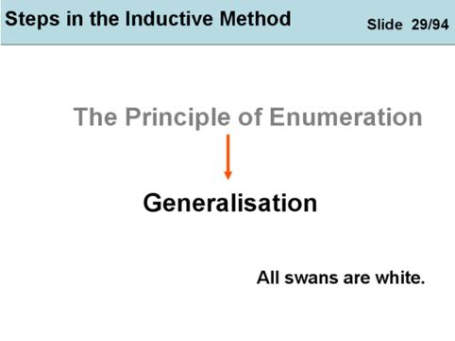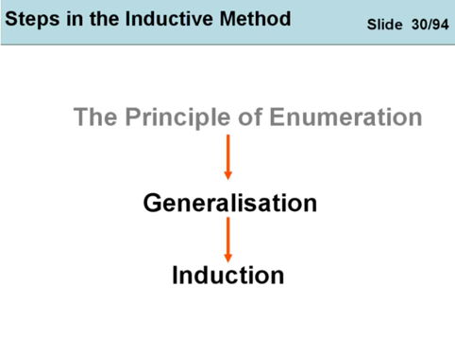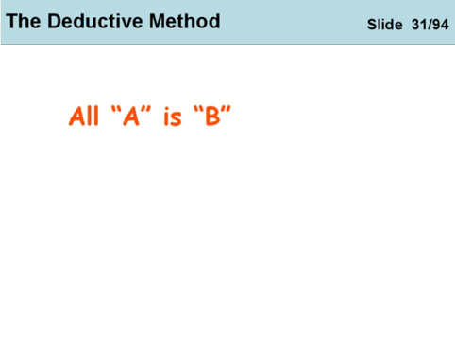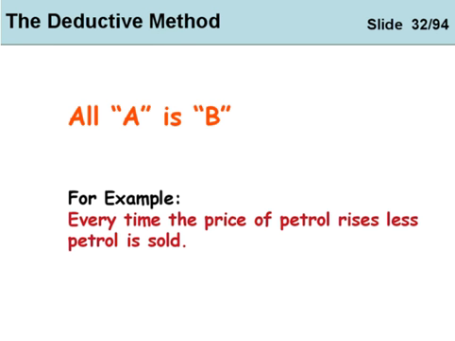Let's do this with symbols. A little bit more abstract, but let's just establish the principle here. We say that all A is B. All swans are white. Every time the price of petrol rises, less petrol is sold. All A is B. So, the example, every time the price of petrol rises, less petrol is sold. Let's stick with that example. Now, here we've got two parts to the statement. We've got the price of petrol, and we have less petrol is sold. In fact, we've got three parts to the statement. We've got every time, that's like all. The price of petrol rises, that could be A, and less petrol is sold is B. So we have our statement equivalent to our A's, B's, and so on.